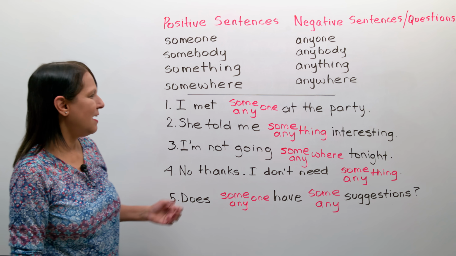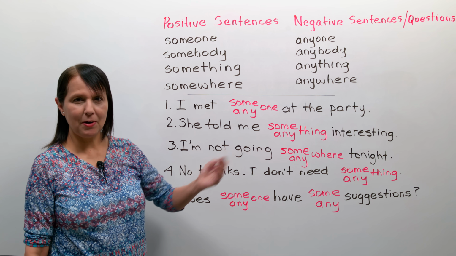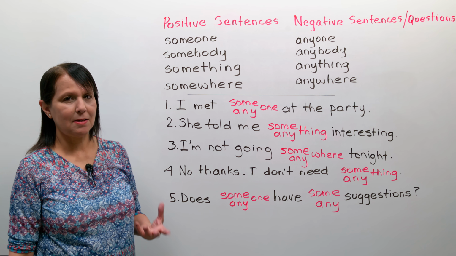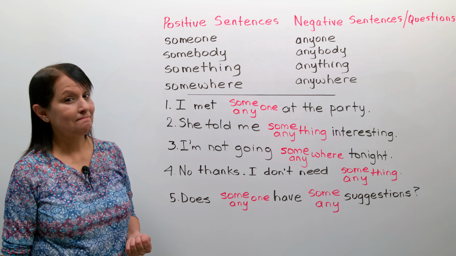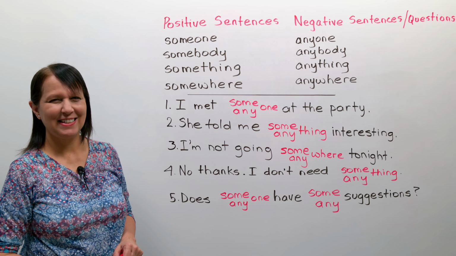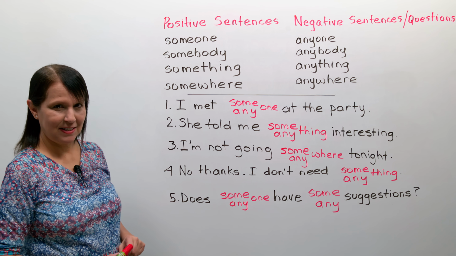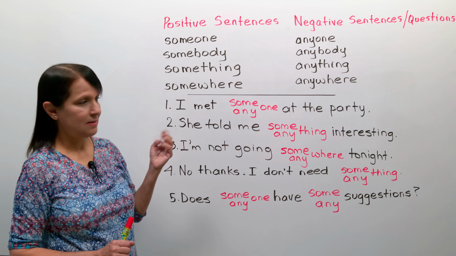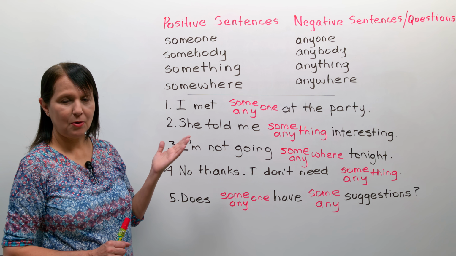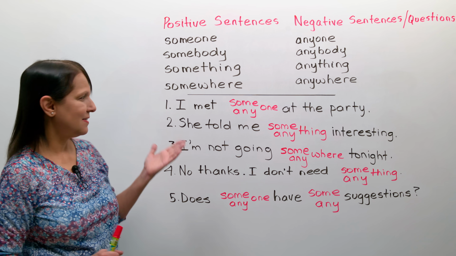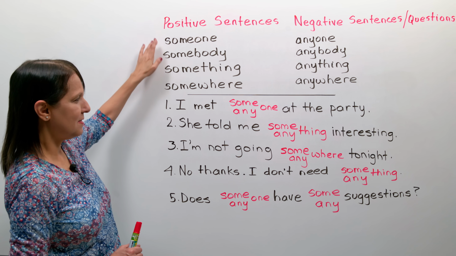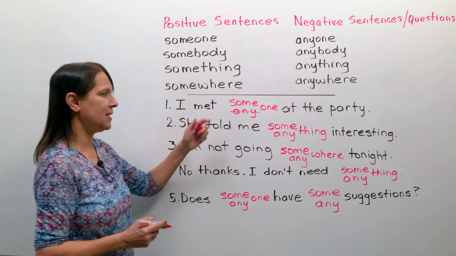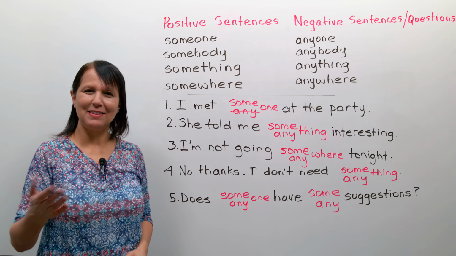Number 1, I met blank at the party. So should we say someone, I met someone, or I met anyone? Which one is right? So what is this? Let's analyze it for a second. Is this a sentence? Yes. Is it a positive sentence or a negative sentence? It's a positive sentence. So, positive sentence, we're using some, right? So this is incorrect. The correct answer is someone. I met someone at the party.